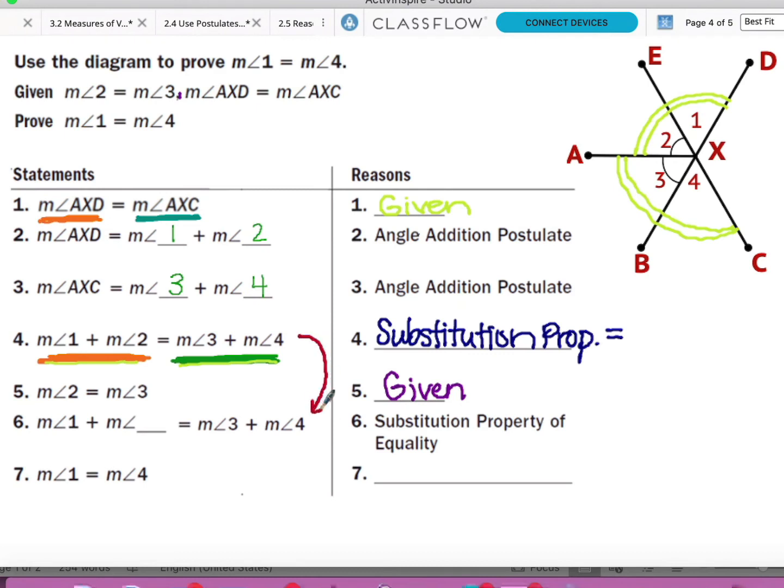So do you see going from step 4 to step 6? There's a lot of similarities here, right? Angle 1 plus angle 2 equals angle 3 plus angle 4. So I am guessing that they must be doing a substitution right here. Are you seeing it? And what can we substitute? There it is. What can we substitute for an angle 2? Angle 2s are equal to angle 3s, so I can put an angle 3 right there.